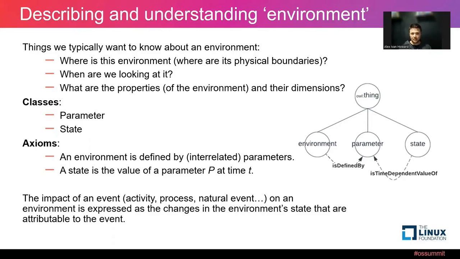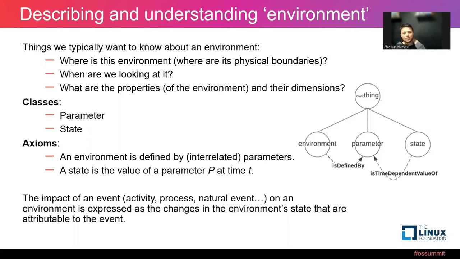So to capture these things in the ontology, we need a parameter class. These things are all parameters that we want to know about the environment. There are things that we can either measure or quantify or gauge in some way. The axiom that goes with the parameter class is that an environment is defined by parameters. We choose which aspects of an environment are important to us in our specific accounting scenario. And that choice of parameters defines the environment of interest to us.